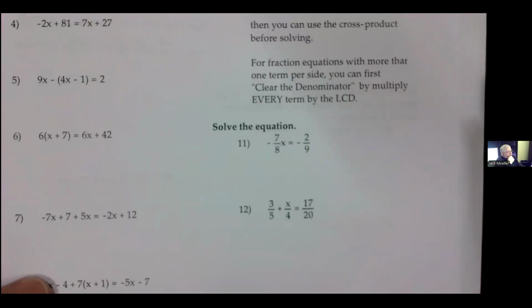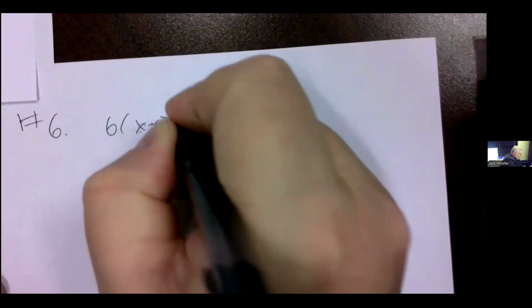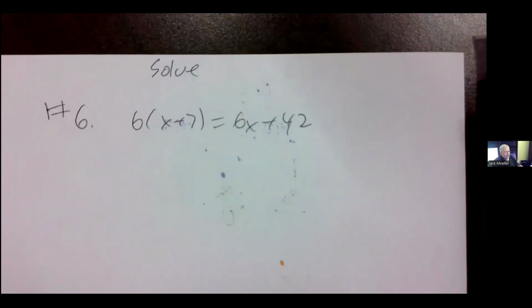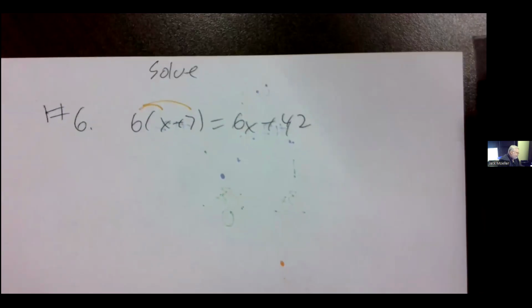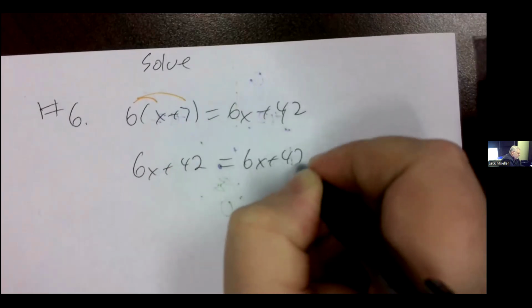Today is just a big example day. So let's look at number 6. We've got 6 times the quantity x plus 7 equals 6x plus 42. So how are we going to solve this? What's the first step? Well, on that left-hand side, we have some distribution to do. So that's first. 6x plus 42 equals 6x plus 42.